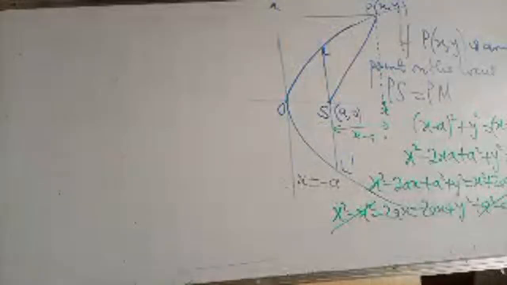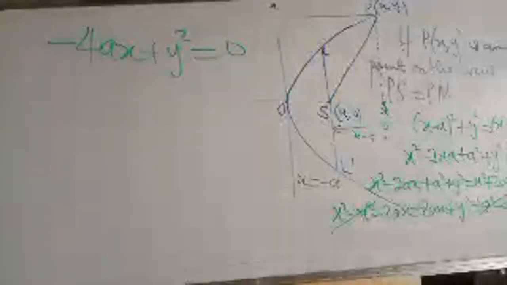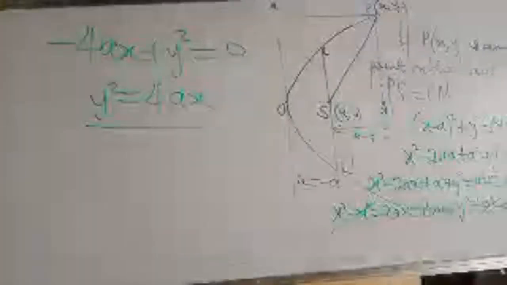It's not clear. What could have happened? Okay, don't worry, I will make my handwriting bigger. I'll make it bigger now so you will see clearly. So you now have minus 4ax plus y squared is equal to 0. I've written it in a bigger lettering now. So which means y squared now will be equal to 4ax. This is an equation of a parabola.